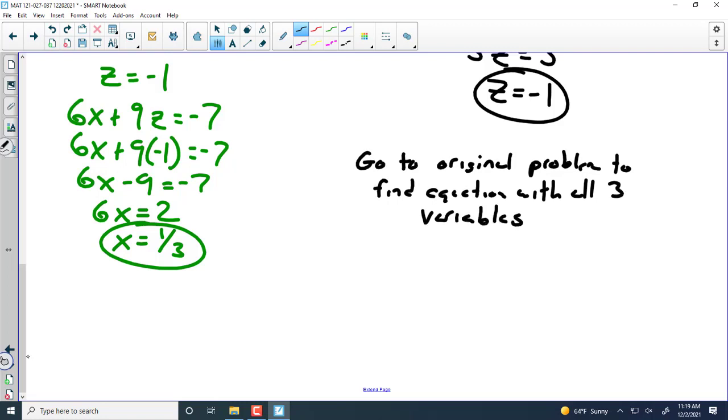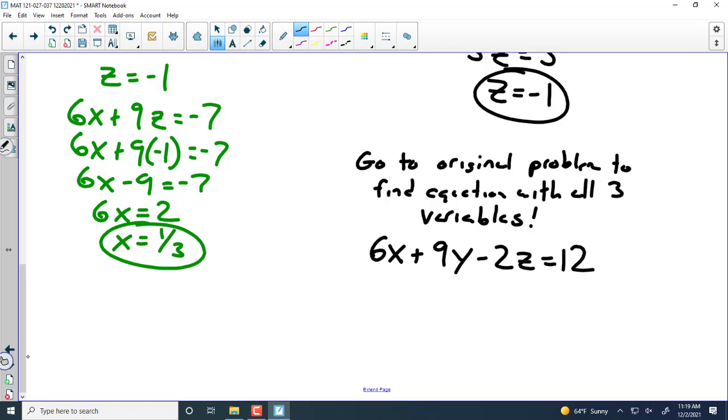Go back to the original problem to find an equation with all 3 variables. It doesn't matter which one you pick. Pick the one you want to use. I did the last one. I did 6x plus 9y minus 2z equals 12. At the moment I couldn't tell you why I picked that one, but that's one I picked.